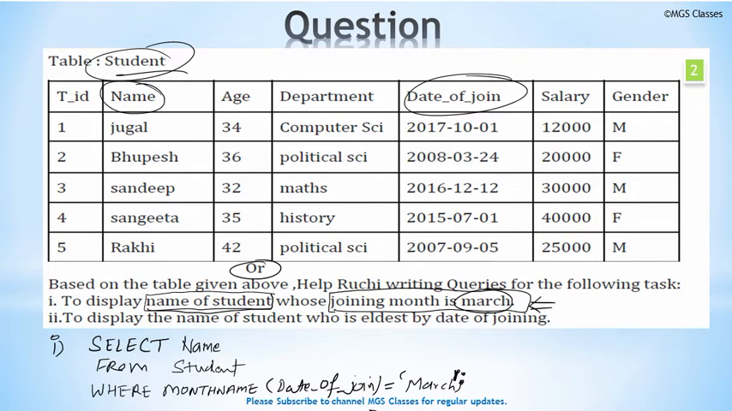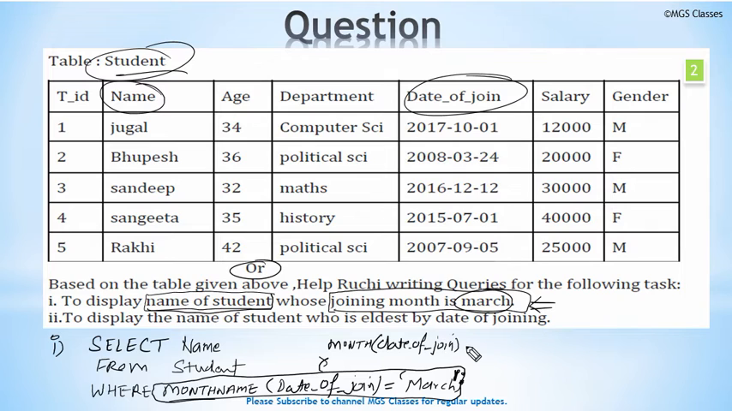So that way you can very easily answer this question. Either you can write like this, or you may also write like this. In place of month name of date of joining equals March, you may also write month of date of join equals 3, because March month's value is 3. That will also solve your problem. So that way you can write this SQL query.